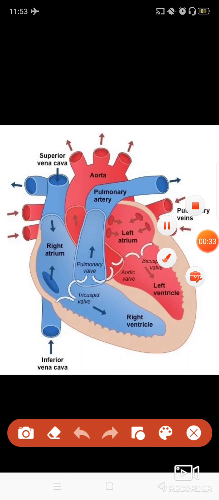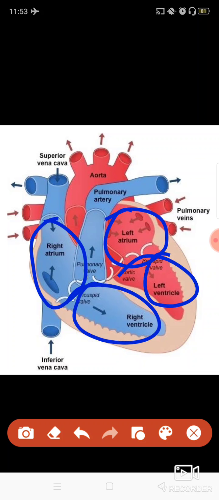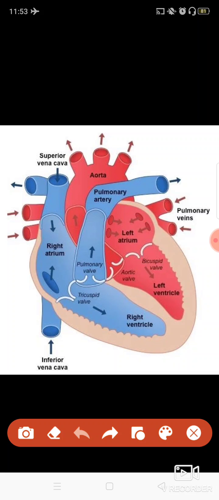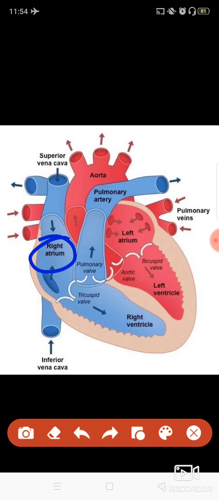If you see, there are four chambers in the heart. Chambers means the four compartments. See, one, two, three, and four. So there are four compartments or chambers in the heart. The upper chambers are called atrium, and the lower chambers are called ventricle. Depending upon in which direction these are, it is right atrium, left atrium, right ventricle, and left ventricle. So there are four chambers in the heart.